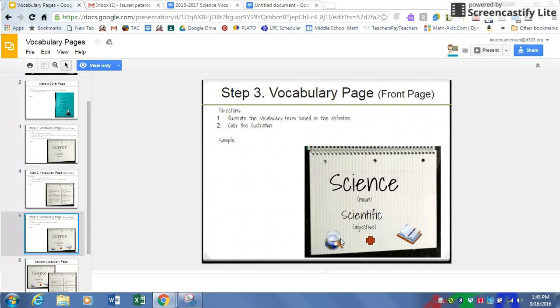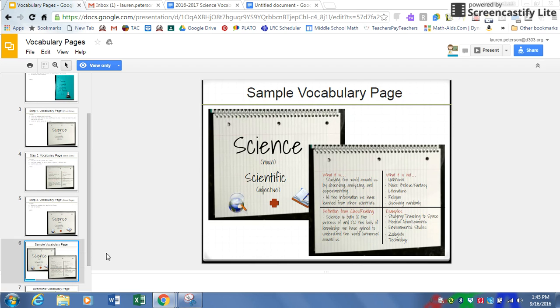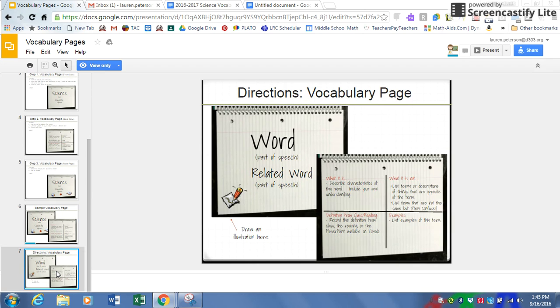Here's the third page of the example. However, it's done on that first page. Students just need to add some pictures to what they've done. So this is what one vocab page would look like. It would be a front with the words and pictures, and it would be a back with what it is not, definitions from class, or examples. So that's basically what the papers would look like if your child decides to do it in their notebook.